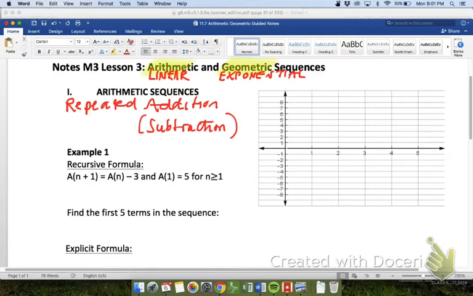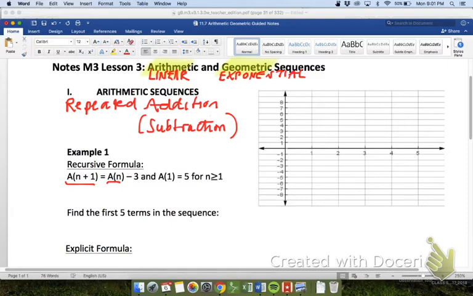So first of all, we're given a recursive formula. a of n plus 1 is equal to a of n minus 3, and a of 1 is equal to 5 for n is greater than or equal to 1. Now that might sound like a lot of nonsense, but let me decipher it for you. This a of n plus 1 is saying that the next term equals the previous term, a of n, because a of n plus 1 is just one term after a of n, right? The plus 1 is going to the next one in the sequence.